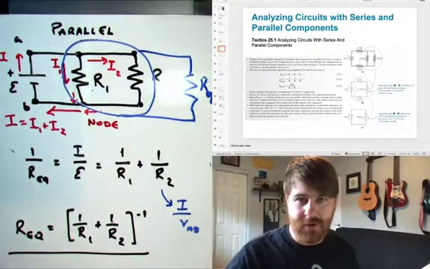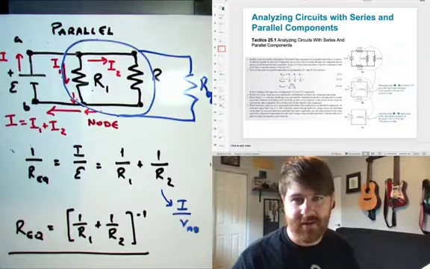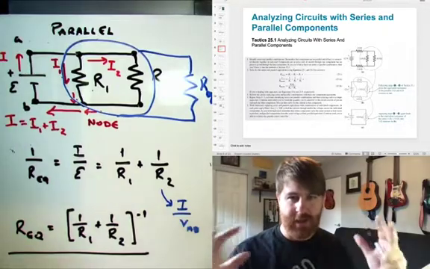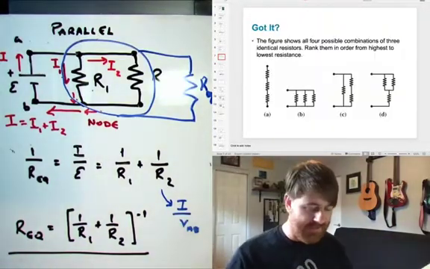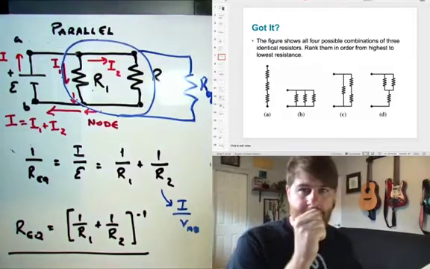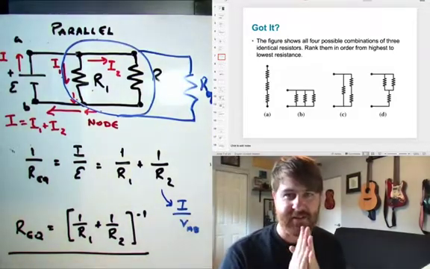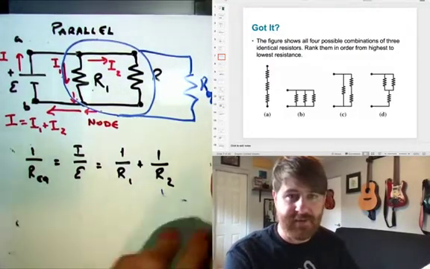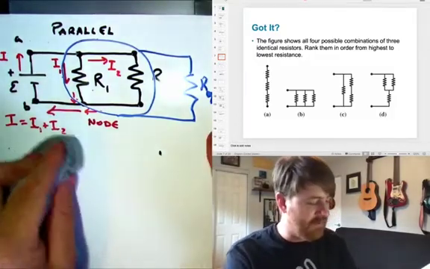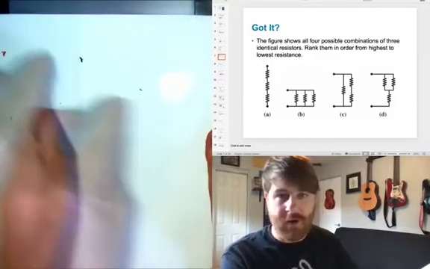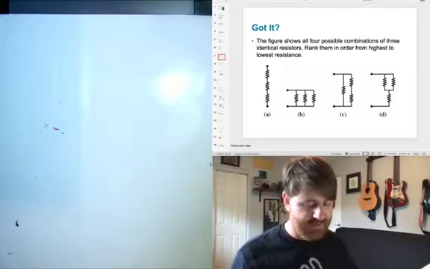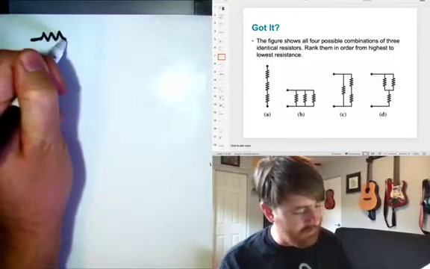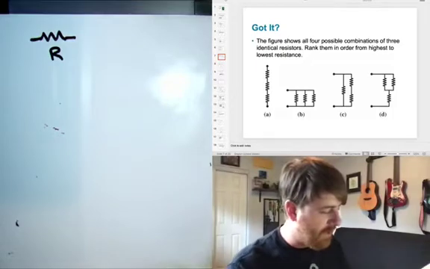Okay, so you can read through on analyzing component circuits. The way to do this is really to try and start with the smallest unit and work your way outward. Let's try an example. 4 possible combinations of resistors. Let's rank them in order from the highest resistance to the lowest resistance. And all the resistors have the same resistance. Let's just call the resistance of each one R. Each one of these guys has a resistance. We'll call it R.